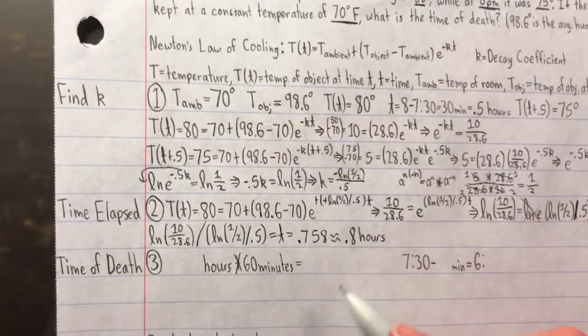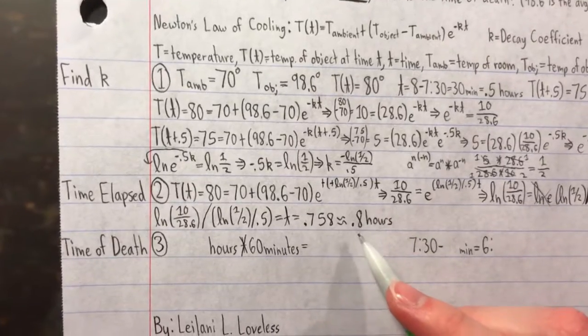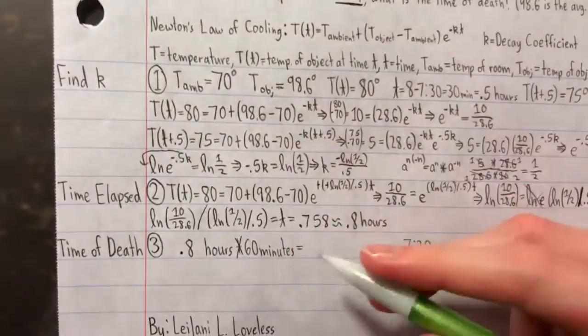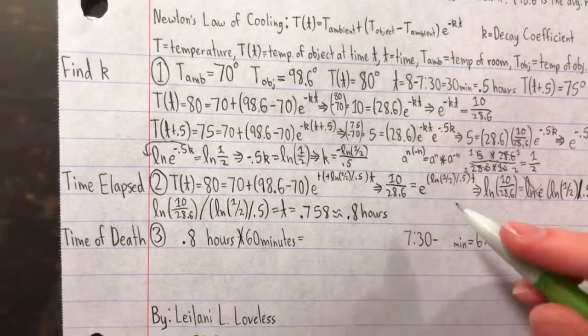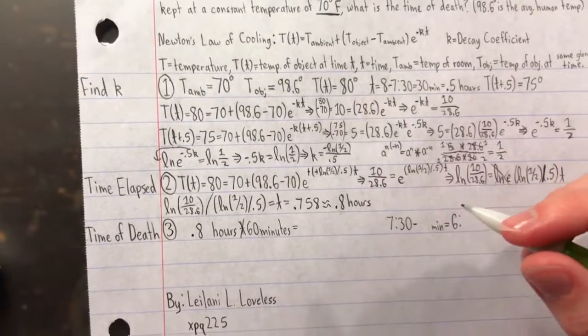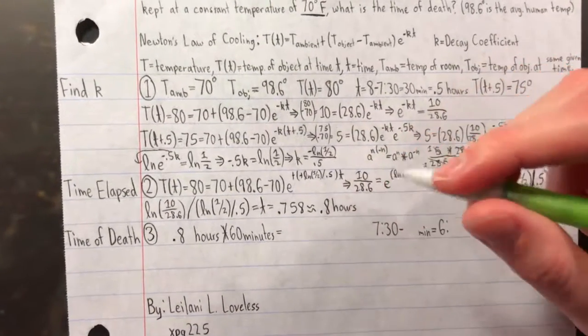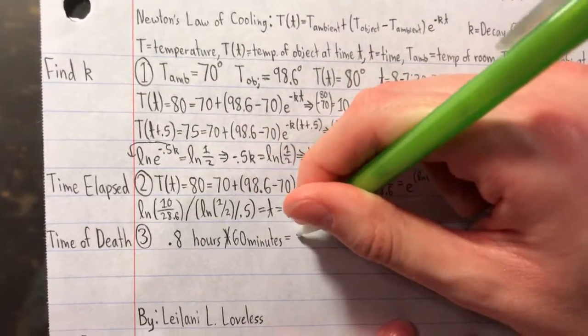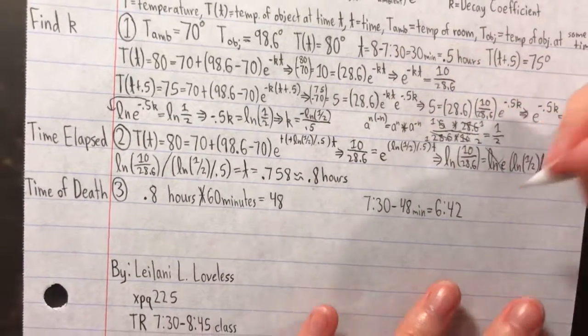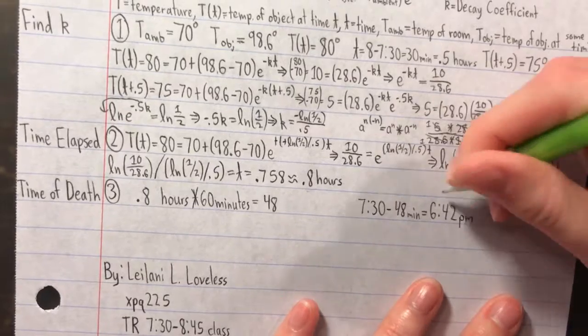In order to find the time of death, I need to take the hours I got, multiply it by 60 in order to figure out the minutes, and then subtract the number of minutes from 7:30, which was the time the body was first found. 6:42 actually, and that is the time of death.